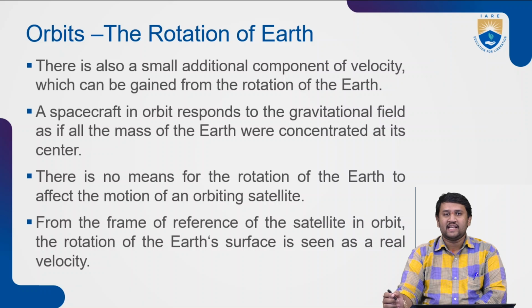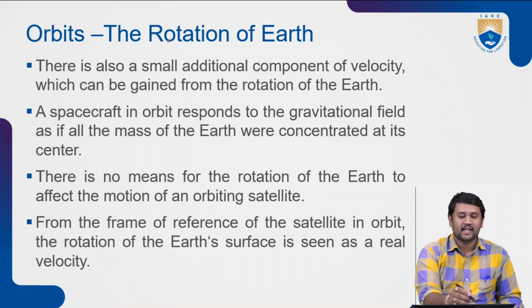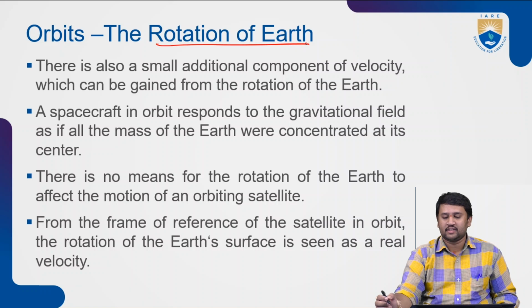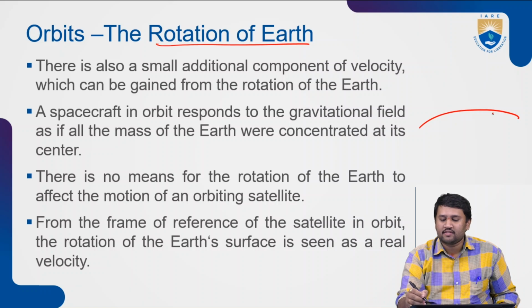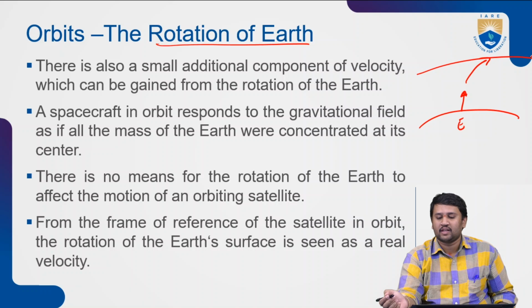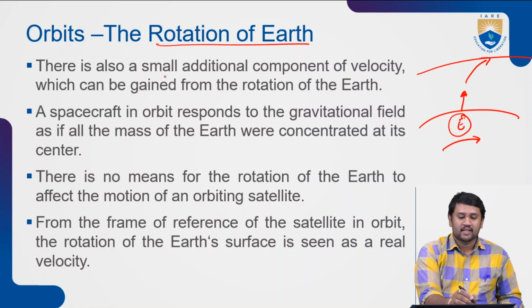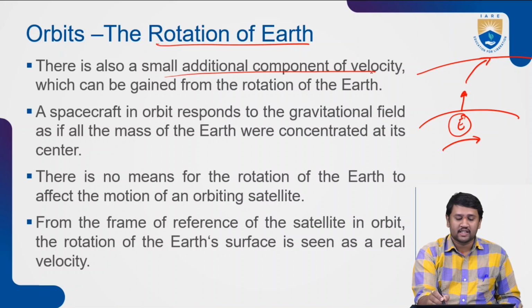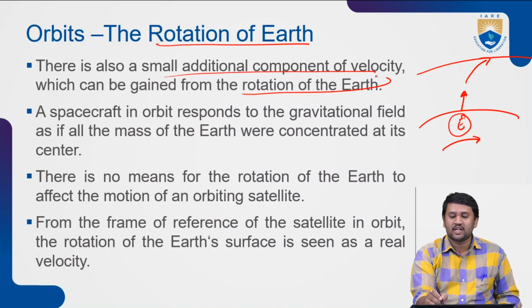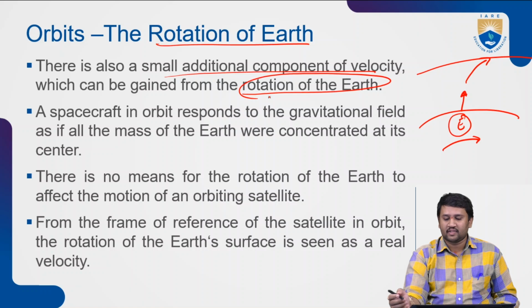Now, there is a small additional velocity component that we are supposed to take care of, which is nothing but the rotation of the Earth. What we have discussed till now is on Earth: we are putting up a rocket vertically and launching it into space. What we are supposed to know is that this whole Earth is also rotating at a certain speed. We'll discuss that. It is a small additional component of velocity which can be gained by the rotation of Earth, right?